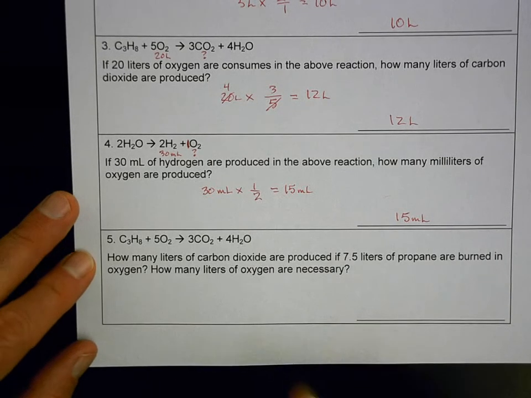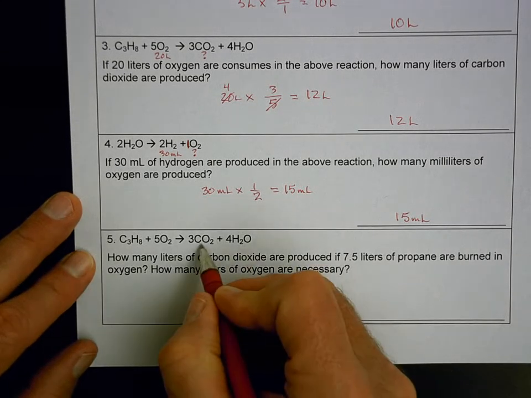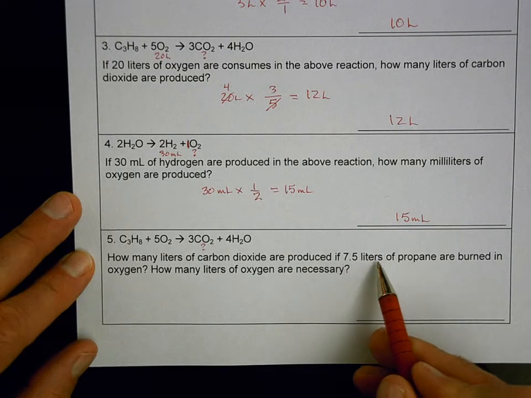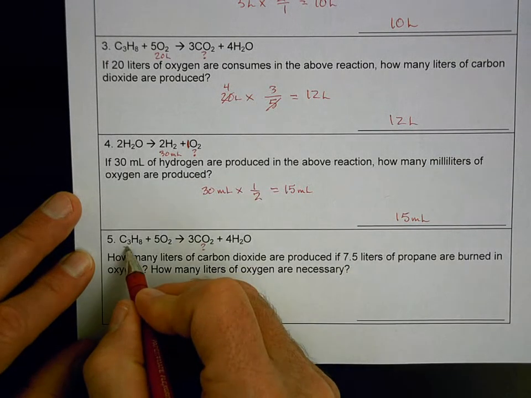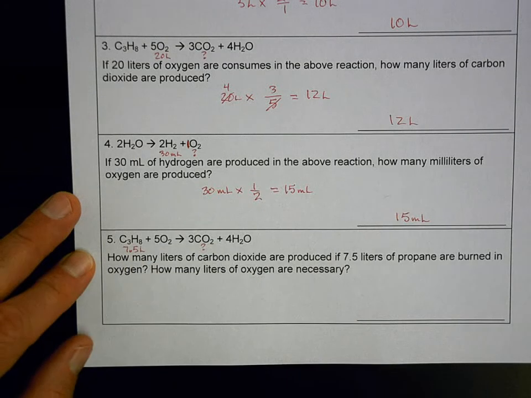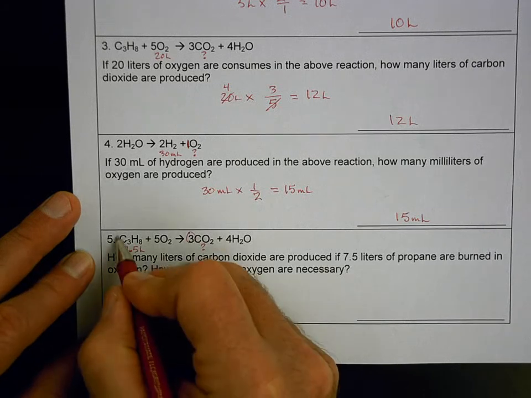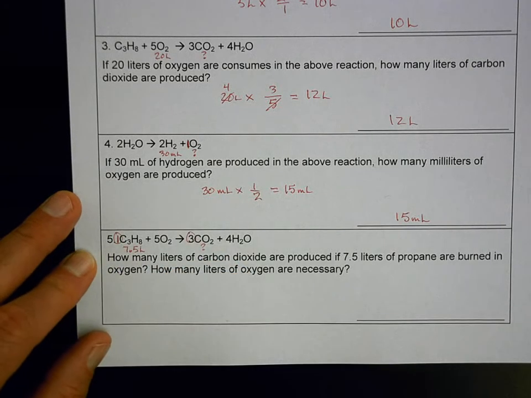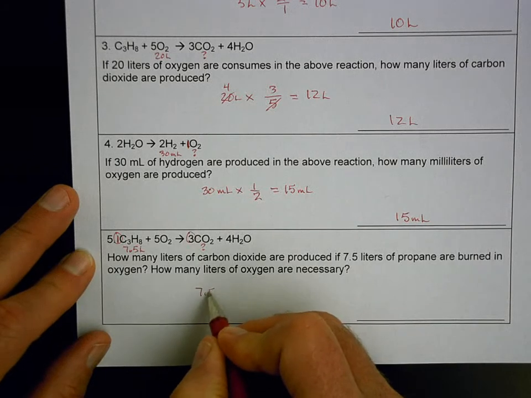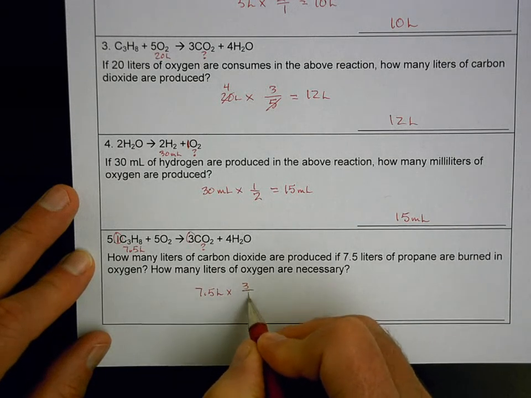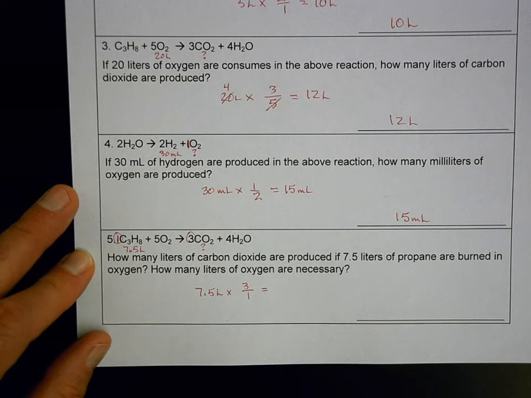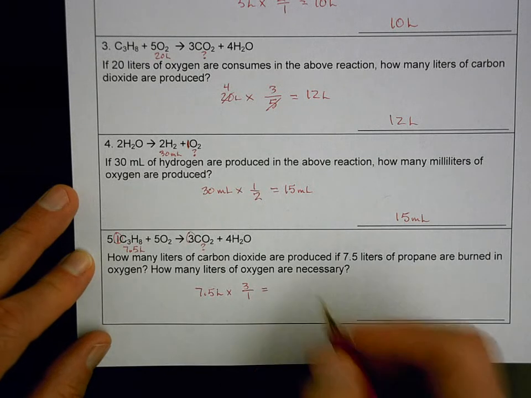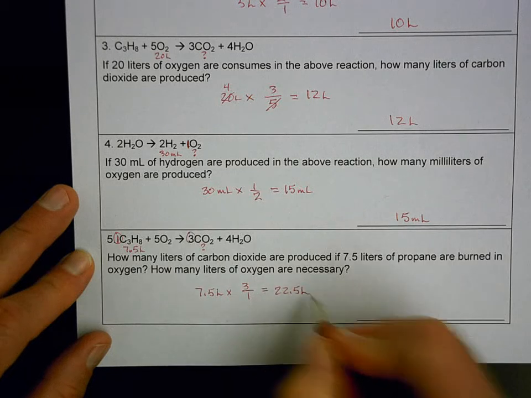Question 5. How many liters of carbon dioxide are produced if 7.5 liters of propane are burned? Question mark has the 3 in front, 7.5 liters. Propane is a 1 in front. My mole ratio will be, what will it be? 3:1. So 7.5 times 3:1. 22.5 liters.